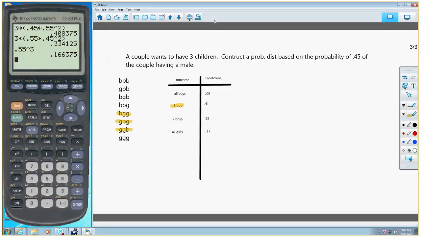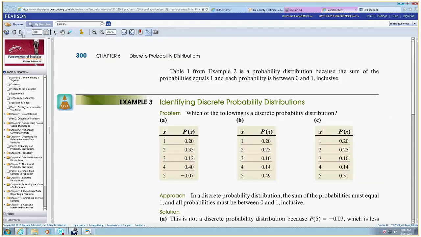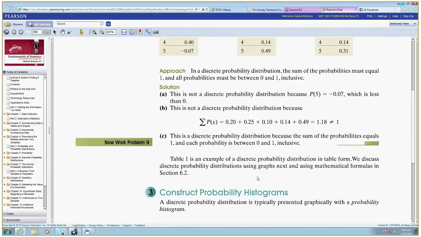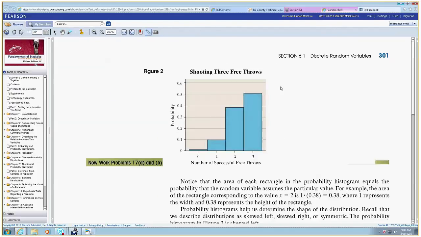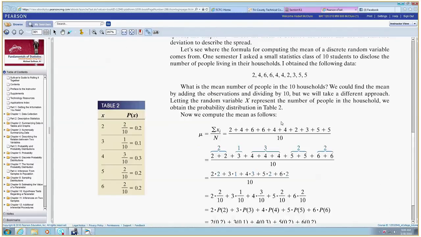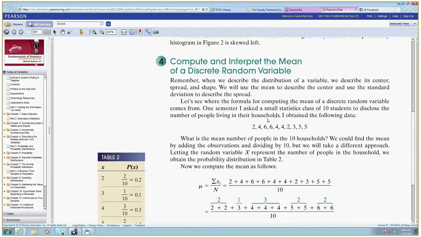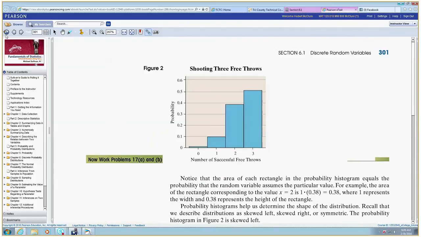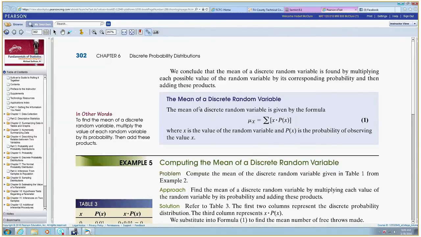So let's look back at the book and see what they talk about. They go through that, and they talk about what it looks like. They talk about doing a histogram. I'm not going to worry about that. I just want you to be able to work with it, and I'll show you what that means. Okay, here we go. Mean is the summation of x over n, and that should be in a little blue box somewhere. Let's look on the next page. There it is. Write that one down, page 302.